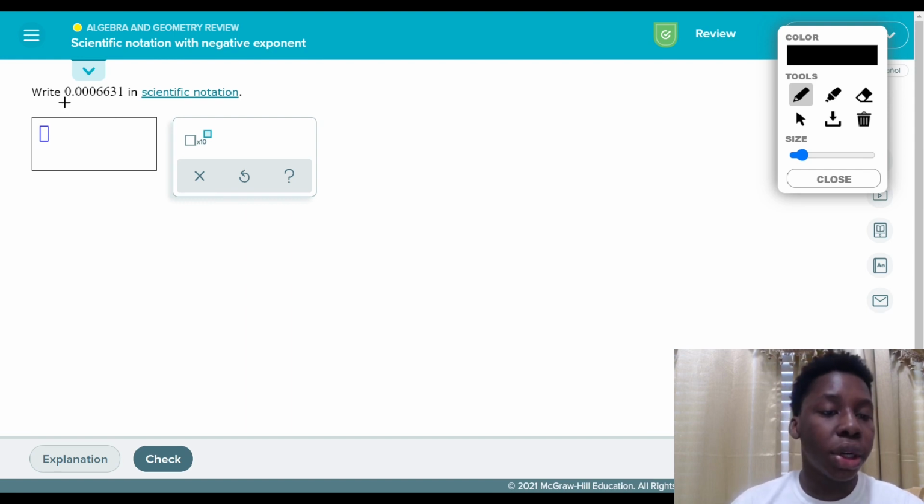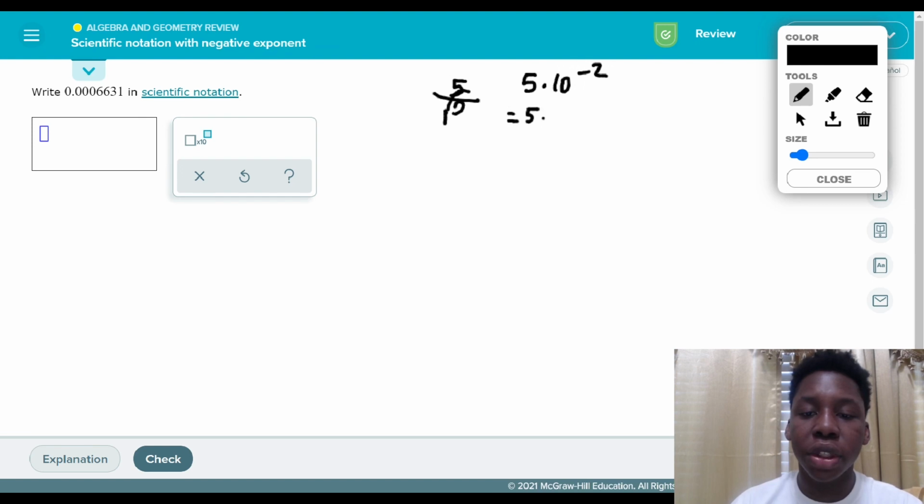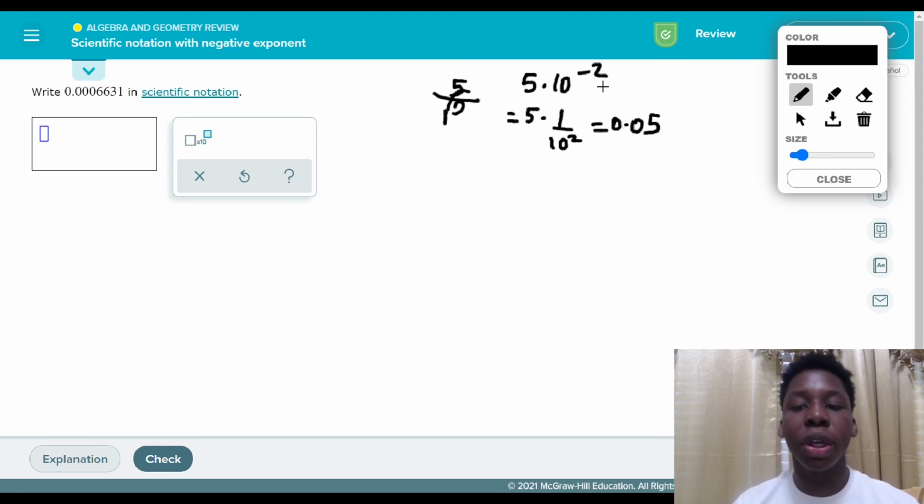Okay, and if you notice, there are zeros in front of the numbers, right? Whenever you see zeros in front of a number, the exponent we're going to be working with is going to be a negative. Say for example, we have 5 times 10 to the power minus 2. This is basically saying 5 times 1 over 10 squared, which equals 0.05. The zeros are in front of the 5 in this case, right? So there's a 0 and there's a decimal point here. We automatically know that the exponent is going to be a negative.